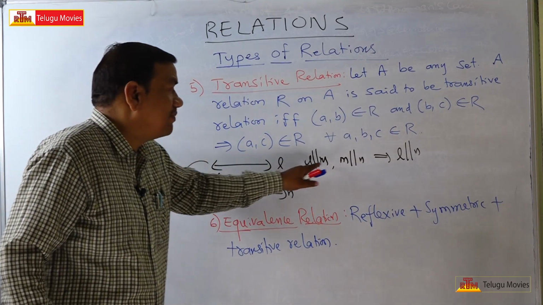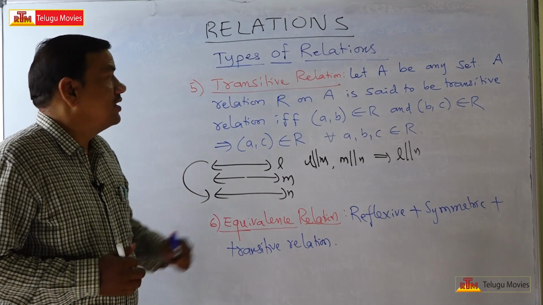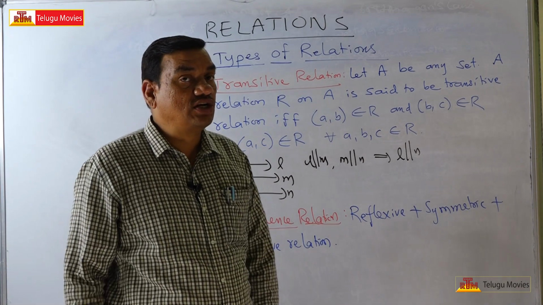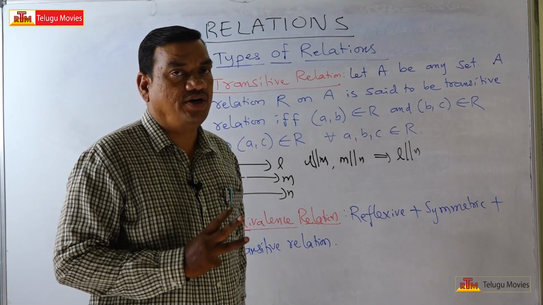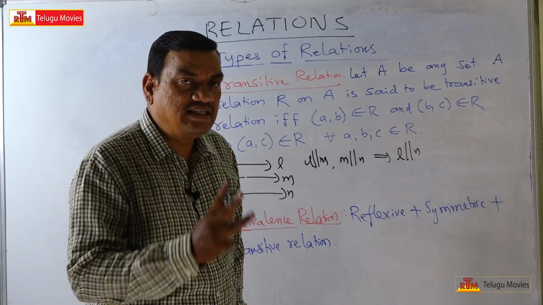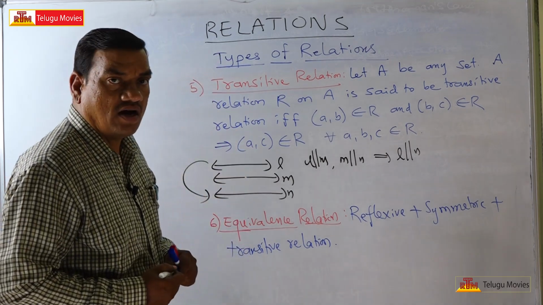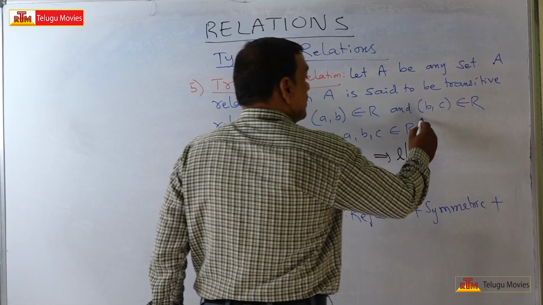So this relation parallel to is a transitive relation. In order to check the transitive relation, you have to take any three quantities, either three lines, three triangles, three numbers, like that.